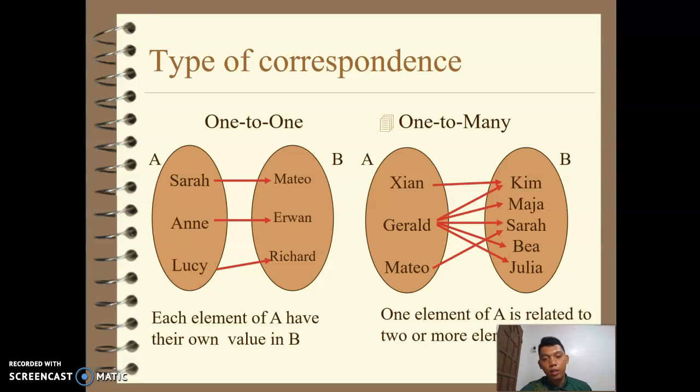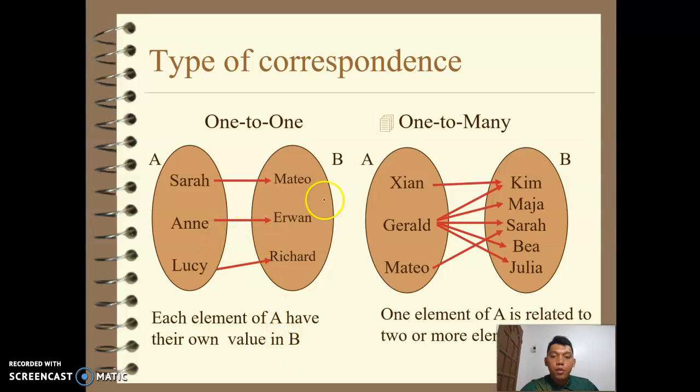One is one-to-one, right? One-to-one relation or correspondence. For example, we have here Sarah to Mateo, and Erwan, Lucy, Richard. You know these guys. They're couples right now. I think most three of them are married already. So each element of A has its own corresponding value in B, right?